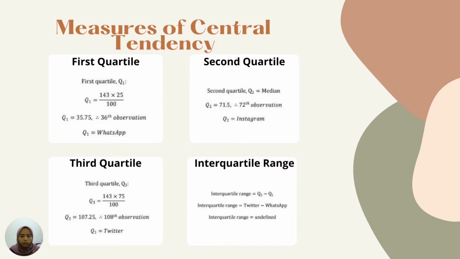And next are the quartiles. The first quartile is the 66th observation, which is WhatsApp, the second quartile is the 72nd observation, which is Instagram, and the third quartile is the 108th observation, which is Twitter. And for the interquartile range, the answer is undefined because the interquartile range formula is Q3 minus Q1, which is the third quartile minus the first quartile. In this case, it is Twitter minus WhatsApp, so the answer is undefined.